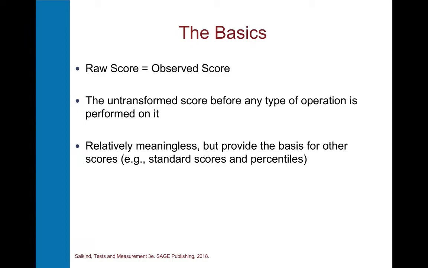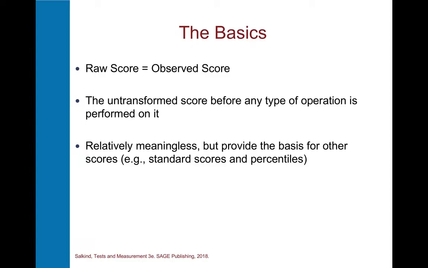So let's start out with the basics. A raw score is the score that you observe, or the untransformed score, before any operation is performed on it. Raw scores basically form the basis for other scores, such as percentiles, standard scores, and so on. We'll talk about those things in just a little bit, because those transformed versions of your scores are important for being able to give any particular meaning or interpretation as to what those scores mean.